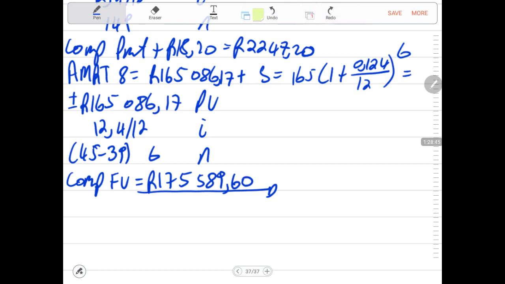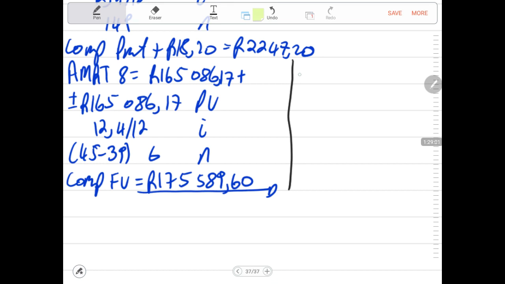Now that we have this future value at the end of month 45, we must not be ignorant of the fact that there was an administration fee added every month. So now we need to calculate also the future value of the administration fee, not only of the amount that we have. We have an administration fee of 18.20, which is our PMT in terms of the administration fee. Those admin fees are added at the end of every month, and they are accumulating interest of 12.4 divided by 12, which is our interest. And N for this administration fee is still 6. So now we need to compute the future value for these administration fees.